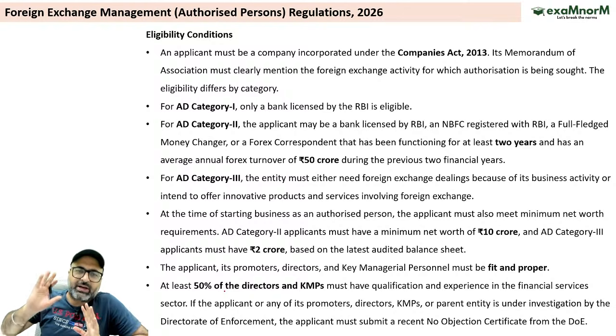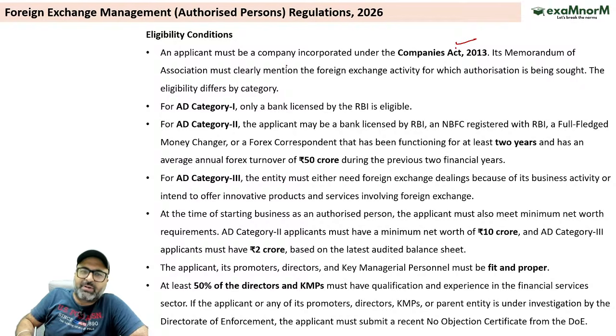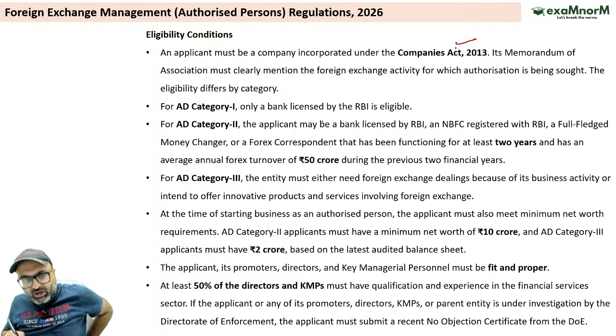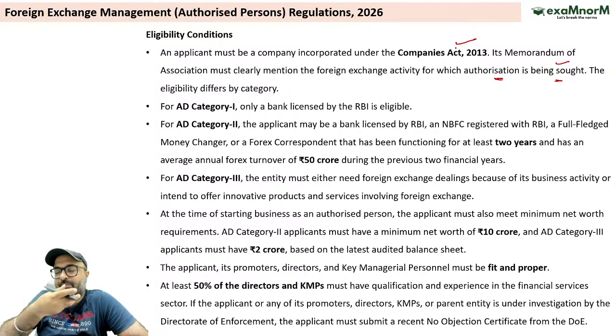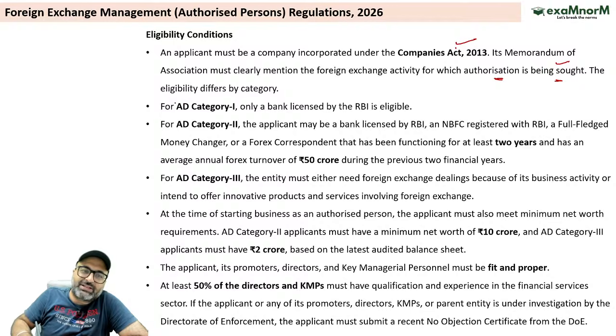Okay? Now eligibility. An applicant must be a company under the Companies Act 2013. Its memorandum of association must clearly mention the foreign exchange activity for which authorization is being taken. कि भैया आप जो आए हैं वो किस पर्पस के लिए आए हैं, you are seeking the license for which category. For authorized dealer category 1, only banks licensed by RBI are eligible, only and only the banks, that is majorly the scheduled commercial banks.